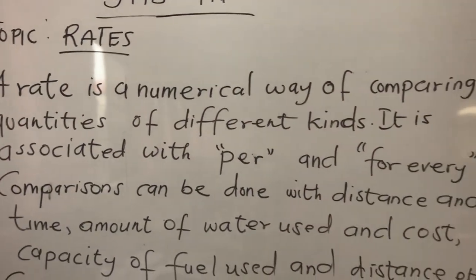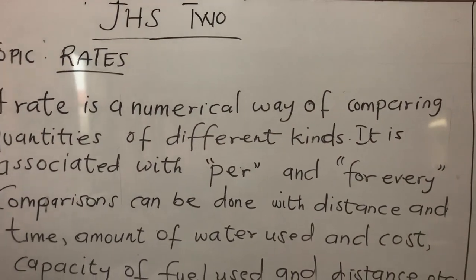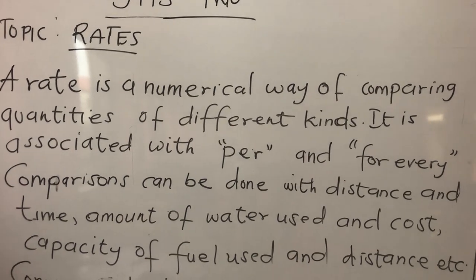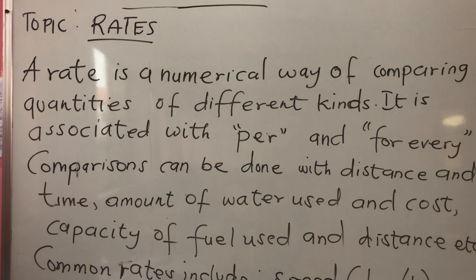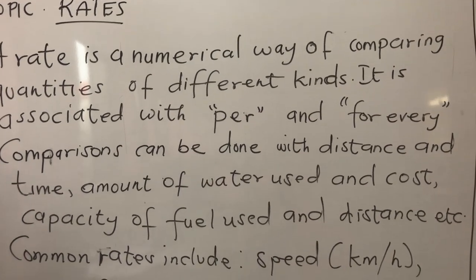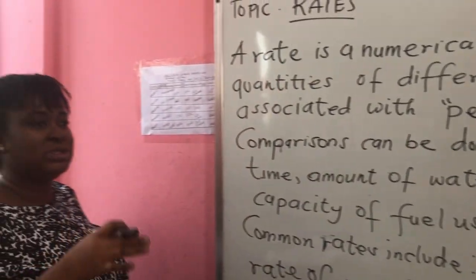The only difference between rate and ratio is that in both we are comparing two quantities, but with ratio, the quantities are the same. So it is kilometer compared to kilometer, but for rate, you can compare two different units or quantities.